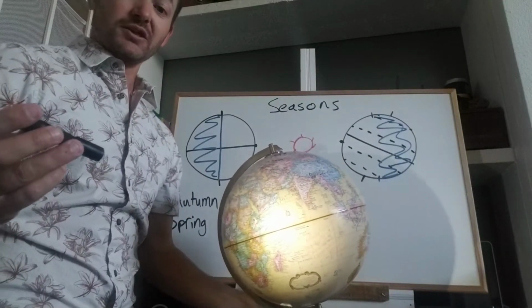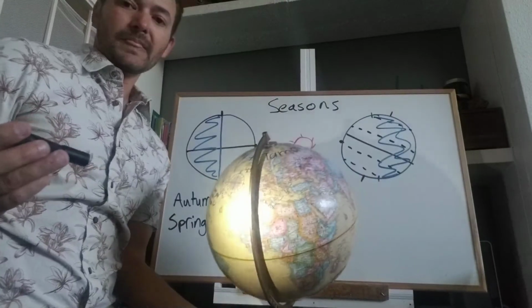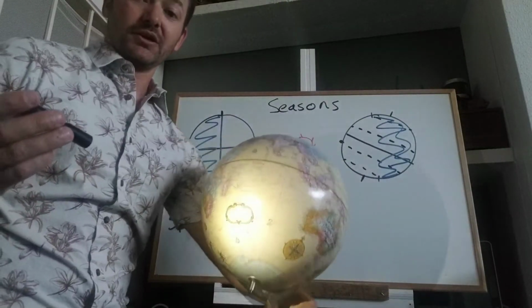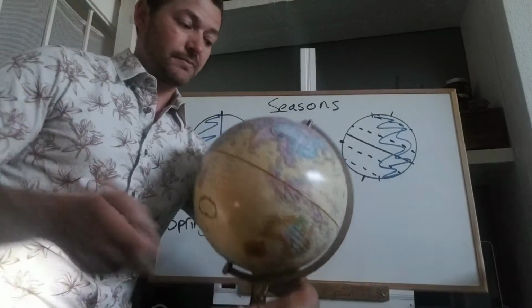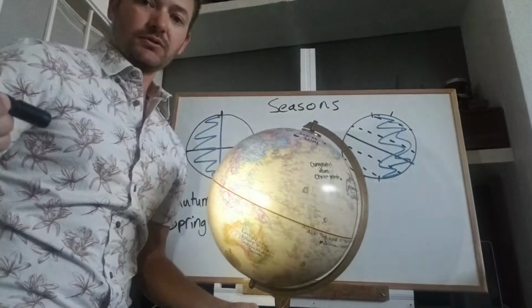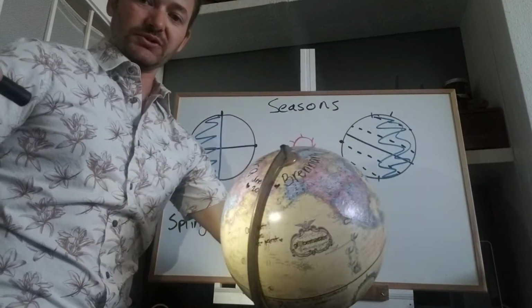We go from the fall equinox, to the winter solstice, to the spring equinox, to the summer solstice.